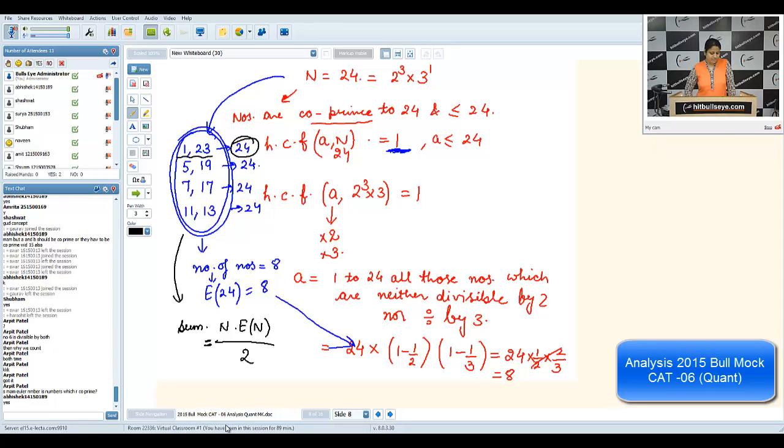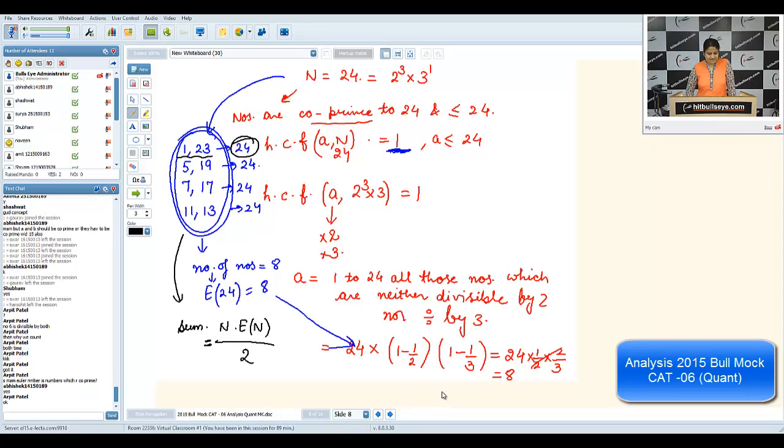Arpit, no, Euler number is not numbers which are co-prime. Euler number is the number of such numbers which are co-prime to 24. Since we are getting 8 numbers here, that's why Euler number of 24 is 8. How many such numbers are possible? That was the thing.